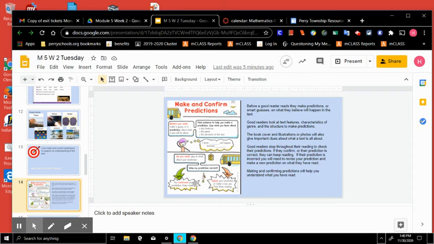And as you're reading, you stop every so often and you think, is my prediction right? If yes, your prediction is right, you can keep reading. But if no, your prediction is not right, you can always change your prediction and make a new prediction now that you've started reading, and you can make your prediction on what you've read so far. So it's okay if you're wrong with your prediction.